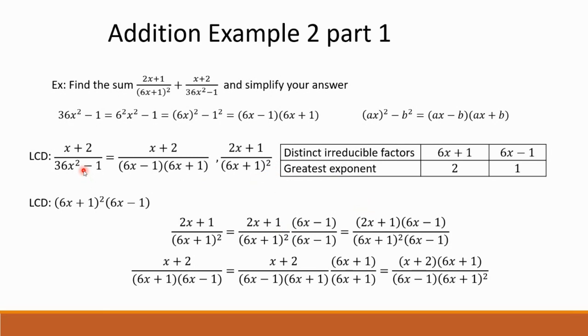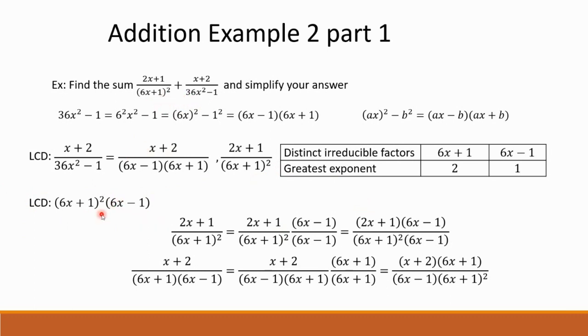Okay, that's what we got up to. Right? We got the LCD to be this. Last time that's what we did. All right, so from here, since we know what the LCD is, we want each denominator here to equal the LCD. That's what we want. Each denominator to equal the LCD.